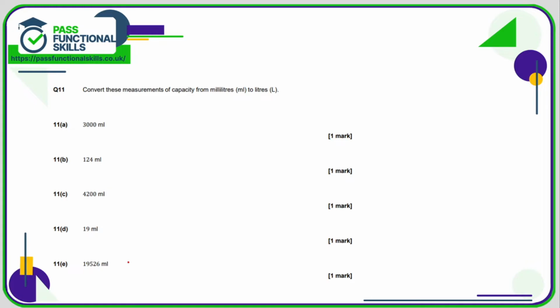Question number 11, we're converting from millilitres to litres. So 1,000 millilitres is 1 litre. So to go from millilitres to litres, you are dividing by 1,000. Litres to millilitres, we are multiplying by 1,000. So here, millilitres to litres, we are dividing by 1,000. We're not allowed to use a calculator. 3,000 divided by 1,000, that is simply 3 litres.